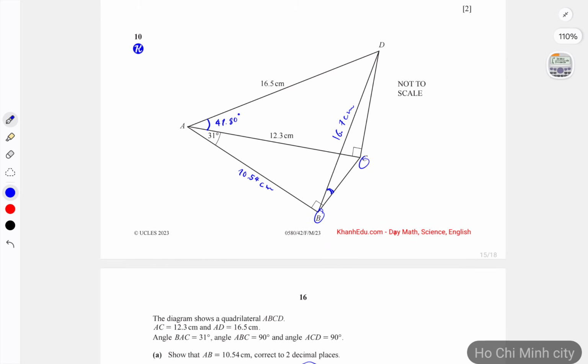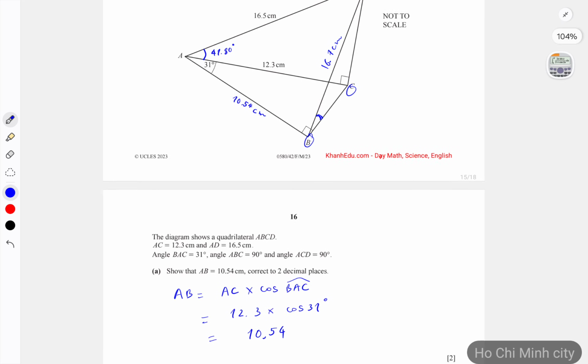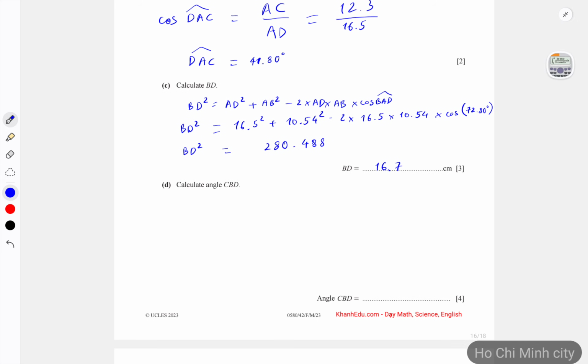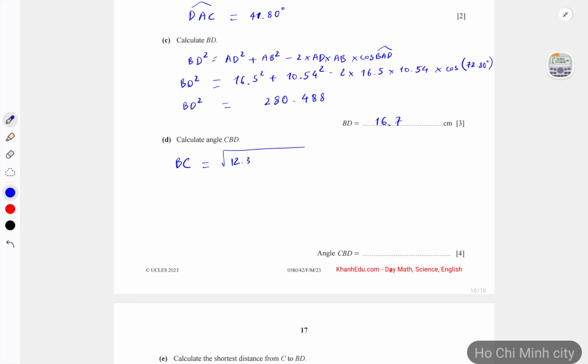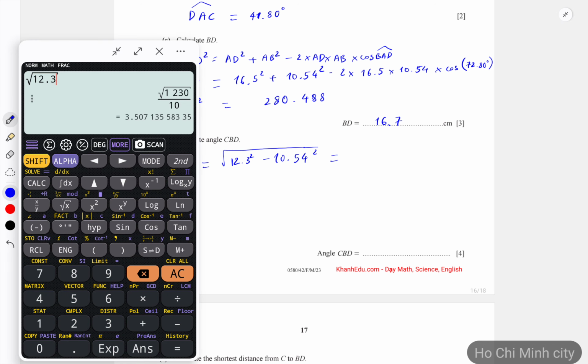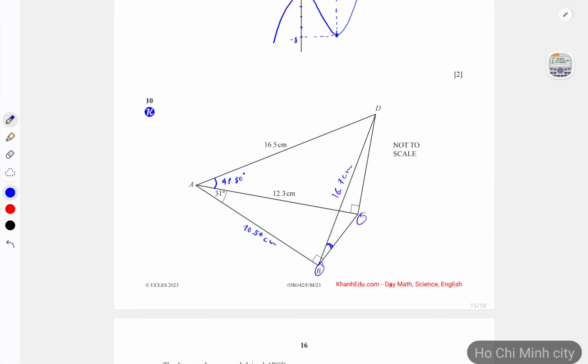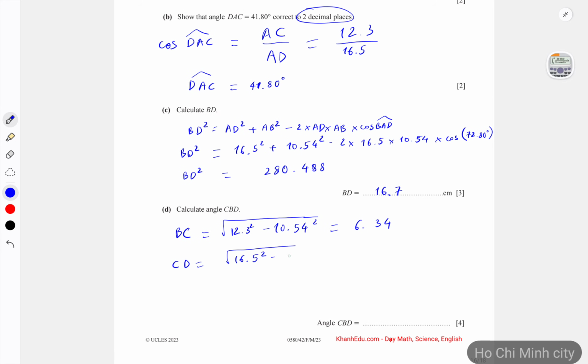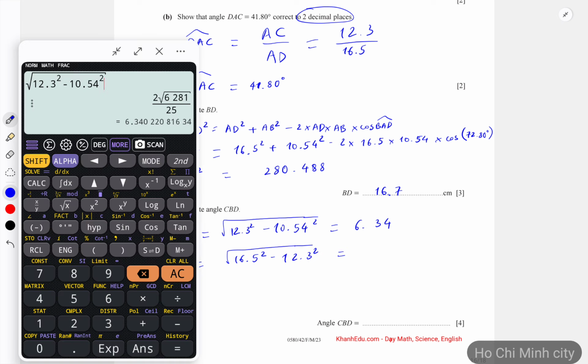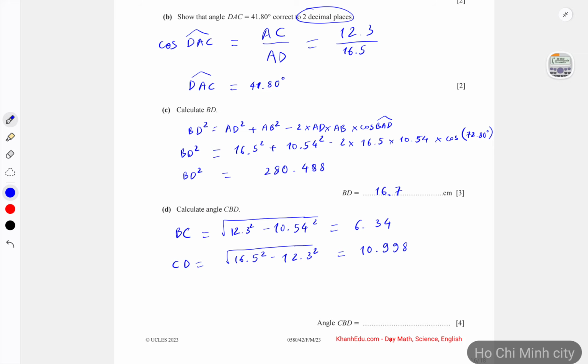The BC, we would use the Pythagorean theorem. So BC is the square root of 12.3 squared minus 10.54 squared, and that gives us 6.34. And how about the length CD? All right, the CD is the square root of 16.5 minus 12.3 squared, and we have 10.998.